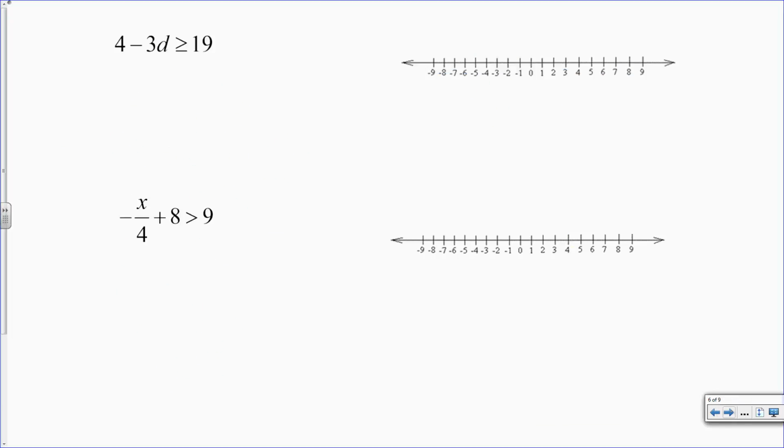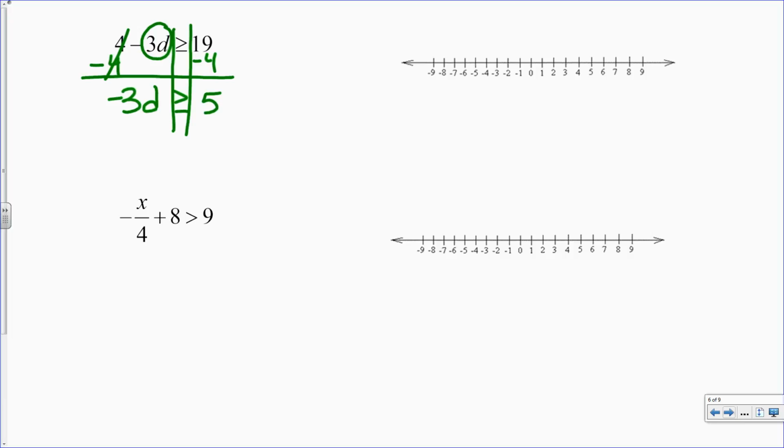Go ahead and try these two, then turn it back on and let's look at them. Alright, on this one you should have drawn your teeter-totter. Now this case my variable is right here. And I want to get rid of this 4, which is a positive 4, so you would subtract 4. This is gone. I have a negative 3d left on this side. I subtracted 4. That does not change the sign. So I keep my inequality in the same direction. And 19 minus 4 is 15, sorry. 19 minus 4 is 15.